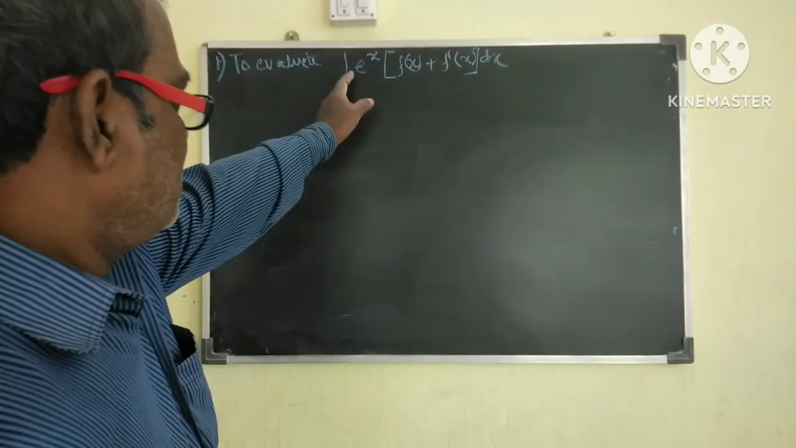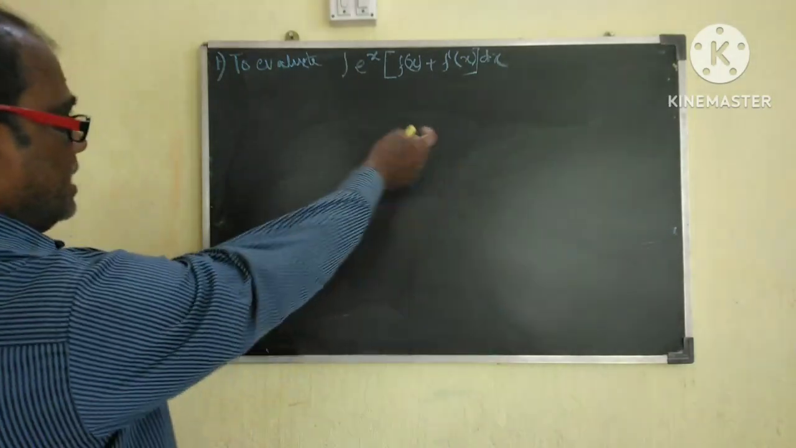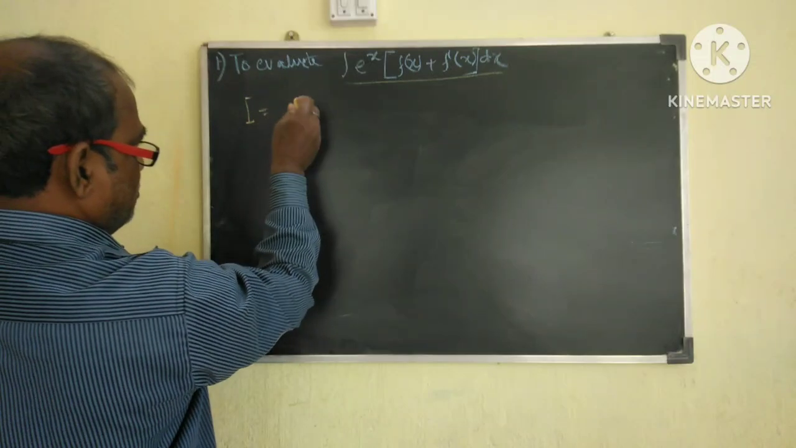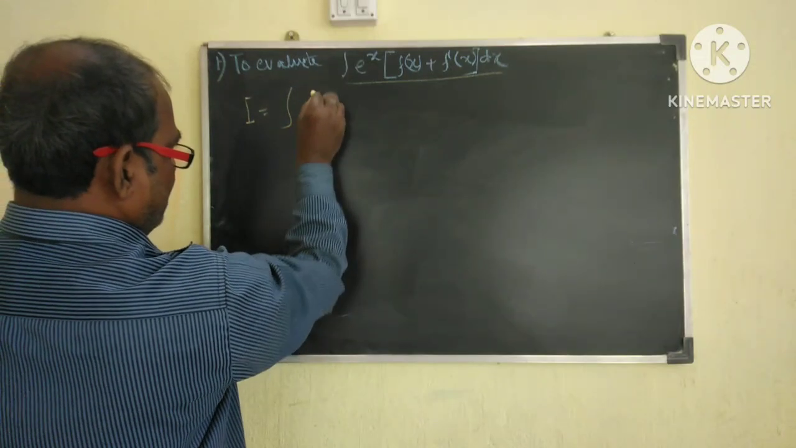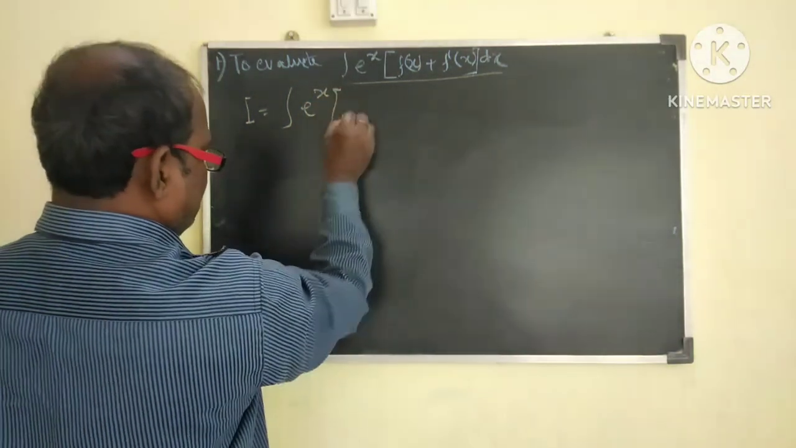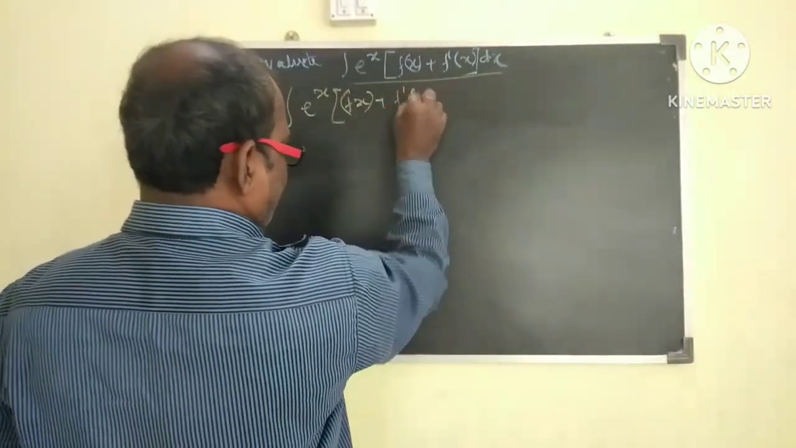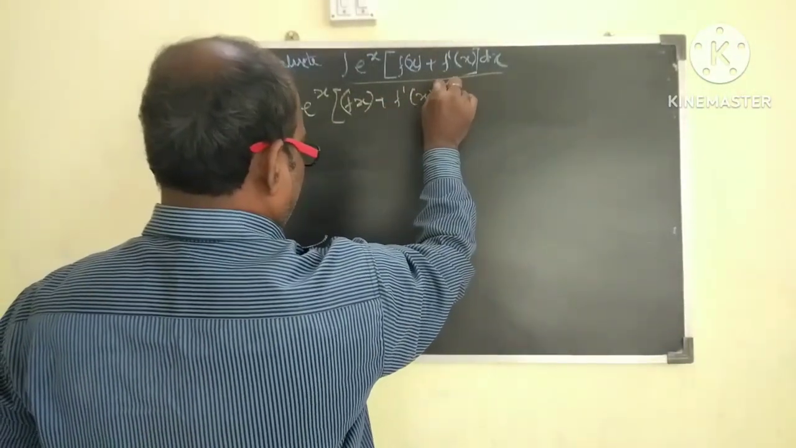So to evaluate this, let us take this as I equals the integration of e to the power of x, f x plus f dash x.